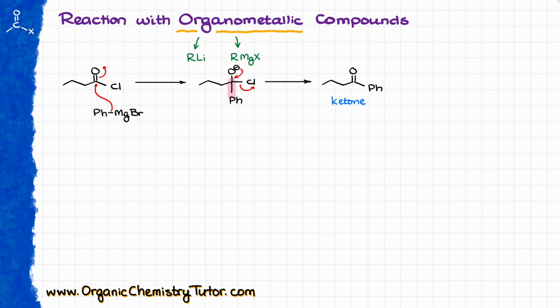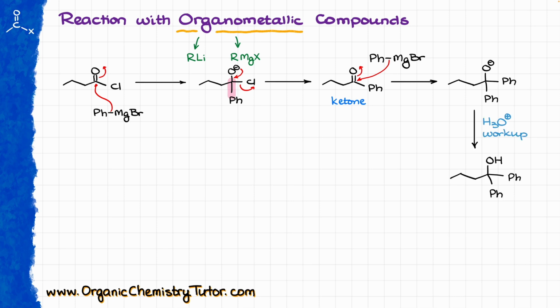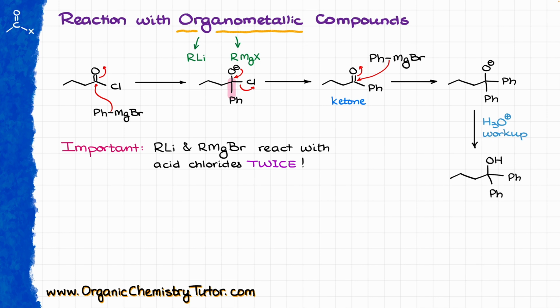But here is the thing, ketones can also react with the Grignard reagent, which means that as soon as we have our ketone formed, the Grignard reagent is going to immediately react with that, doing the direct nucleophilic attack on our carbonyl, making another carbon-carbon bond, and after you do your acidic workup, we are going to end up with the corresponding alcohol. It's going to be a tertiary alcohol. So remember, when it comes to organolithium compounds and Grignard reagents, they react with acid chlorides twice.